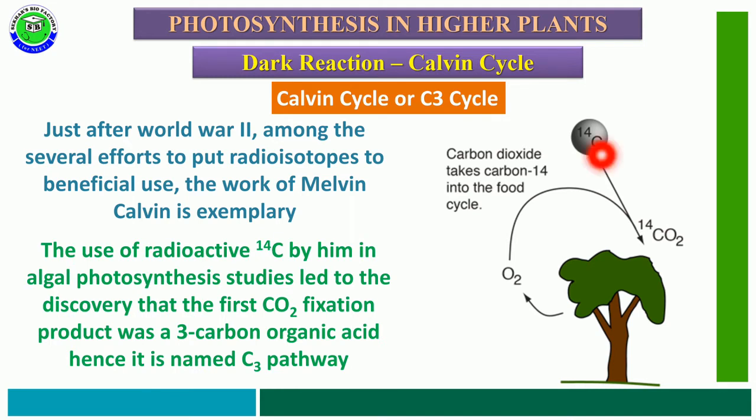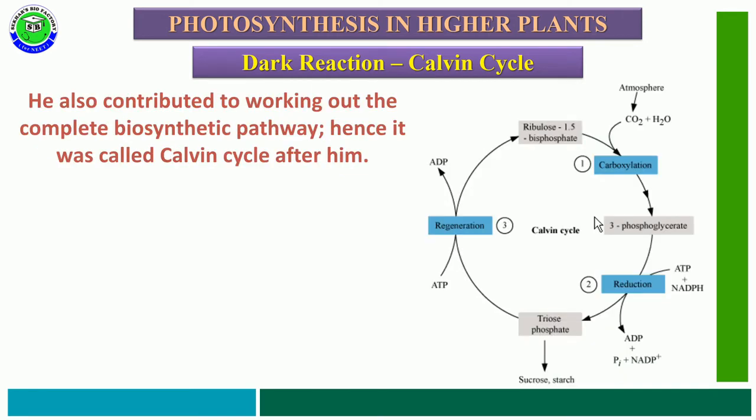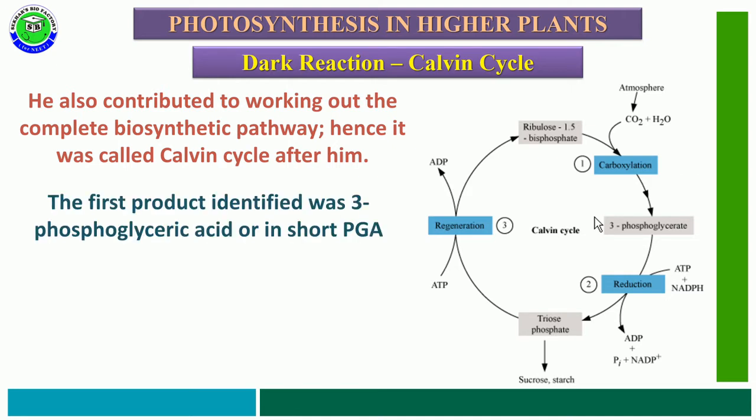The use of radioactive C14 by Melvin Calvin in algal photosynthesis helped to discover the first carbon dioxide fixation product, which was found to be a 3-carbon organic acid. That's why this cyclic process is named the C3 cycle. He also worked out the complete biosynthetic pathway of carbon fixation, so it is named the Calvin cycle after him. The first product was identified as 3-phosphoglyceric acid, in short PGA.